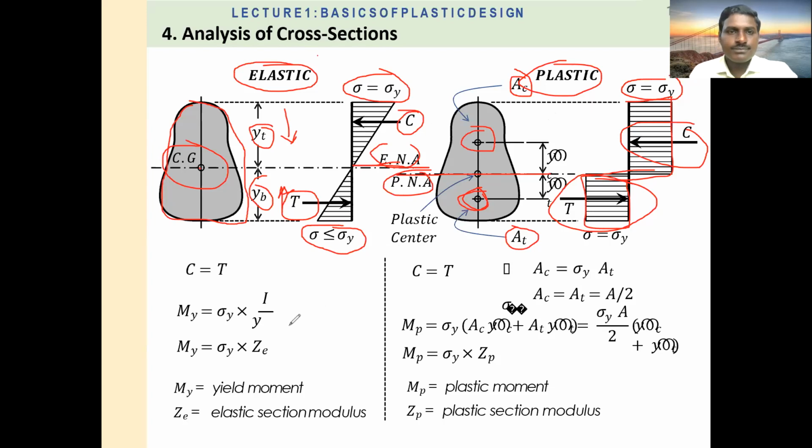Now see, in elastic the compression and tensile force is the same. Again in the plastic also compression and tensile force is the same. It means when the member is under loading condition, however much force is generated in compression, that much force is generated in tension also. Similarly in the elastic and plastic. So C is equal to T, that is, force in compression is equal to force in tension.